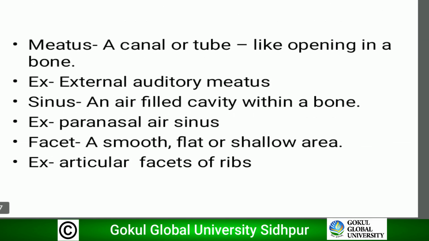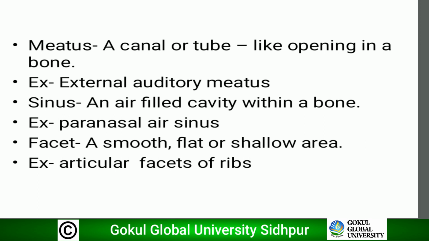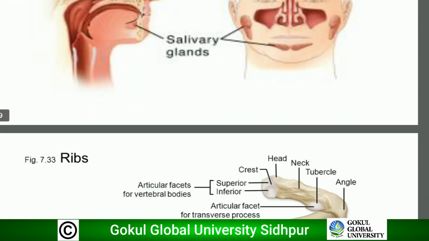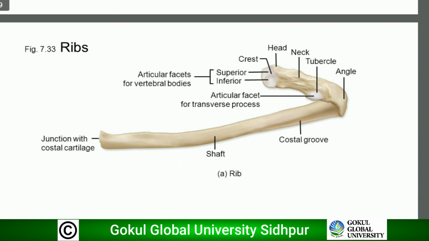Facet. Facet is a smooth, flat or shallow area, whereas fossa is a hollow depression. Example, articular facets of a rib. In this diagram you can see the articular facets for vertebral bodies, superior and inferior facets, and there is a crest in between them. A smooth, flat or shallow area, the term is facet.